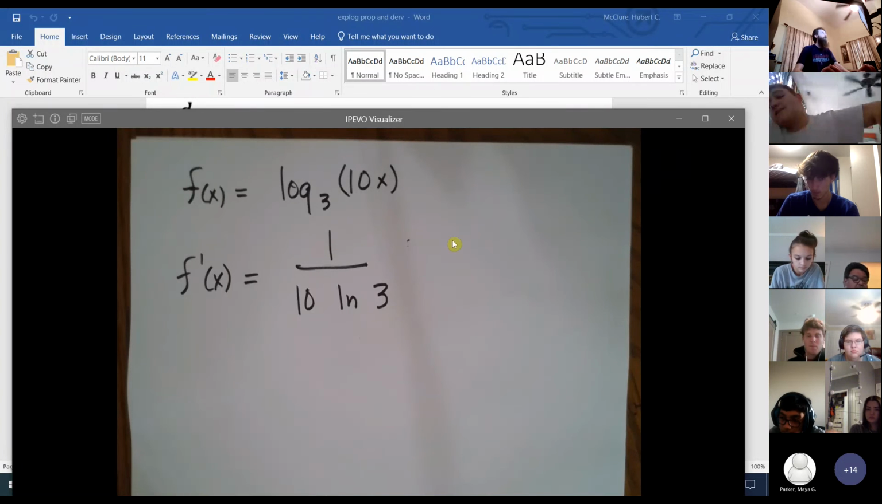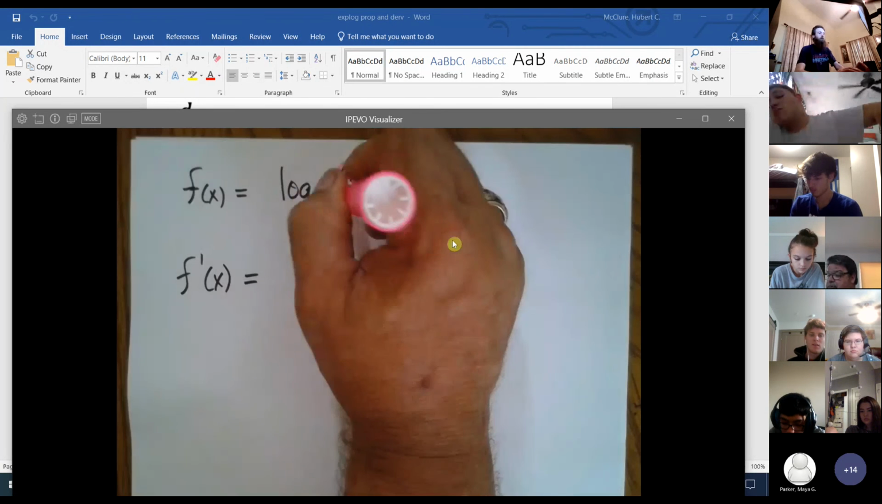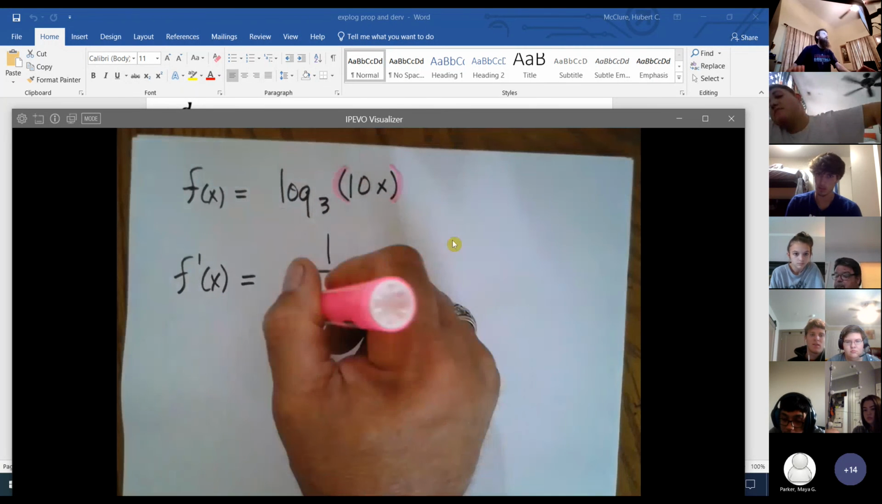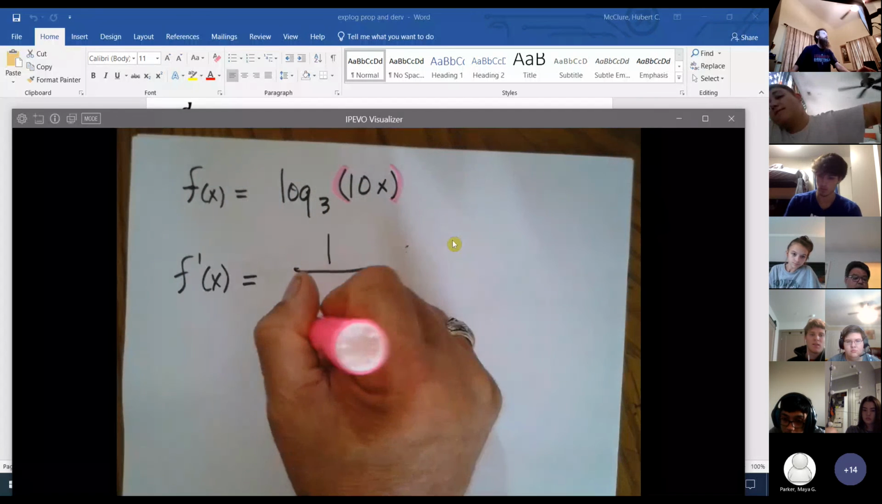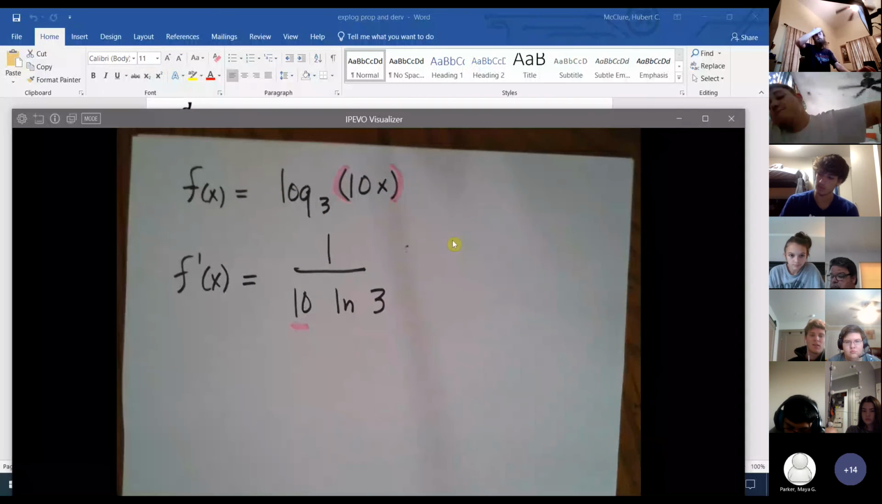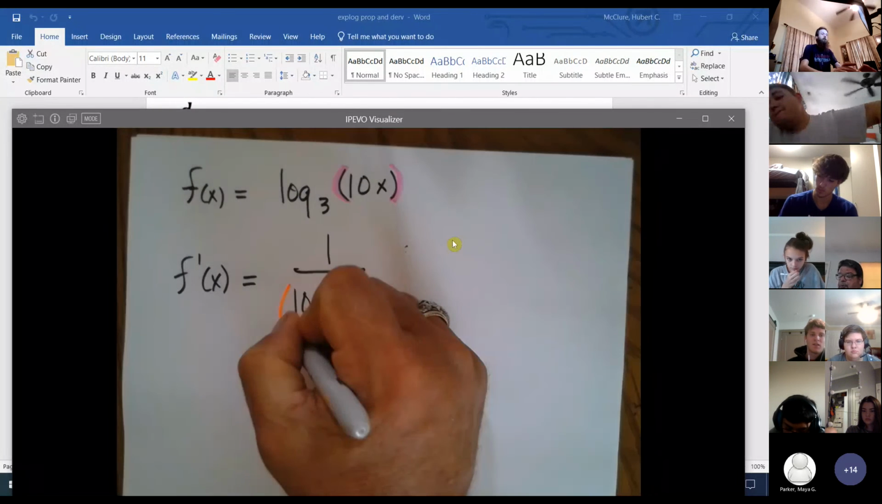Now remember, whatever's in these parentheses is going to be right there. That's the derivative. Just like the chain rule.